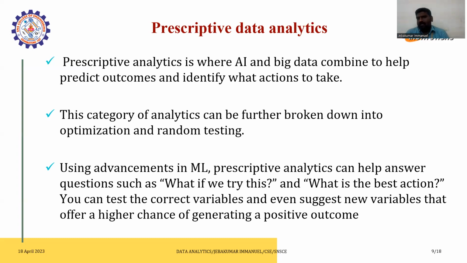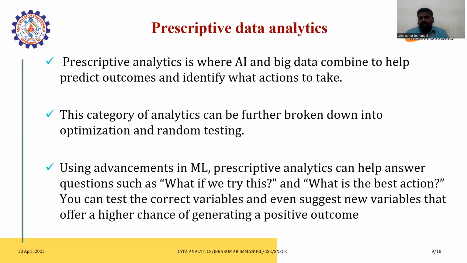It's the same thing here. The AI and big data jointly help to predict outcomes and identify what actions to take. This category of analysis can be further broken down into two different names. One is optimization, another one is random testing. So what is optimization? What is random testing?